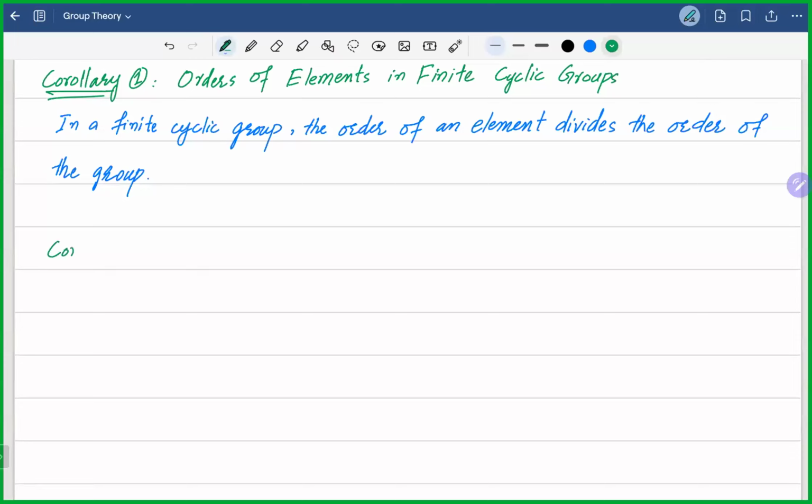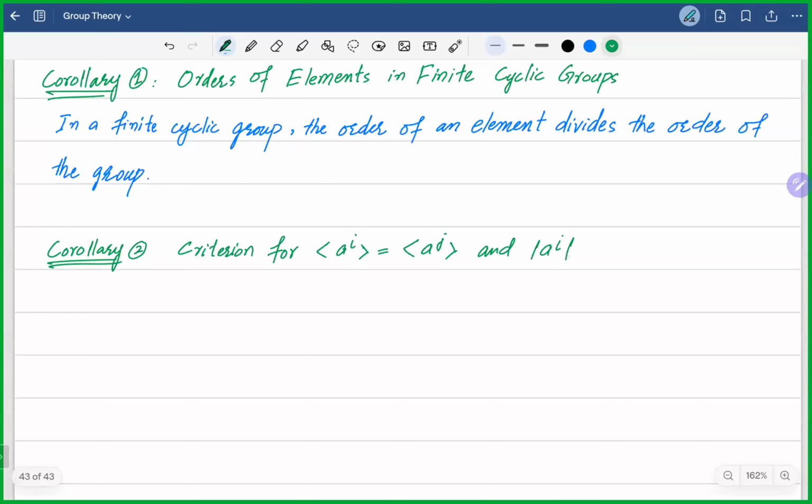So corollary 2 is about the criterion for the set generated by a^i to be equal to the set generated by a^j, and for their orders to be equal.